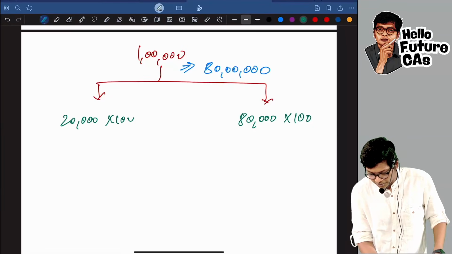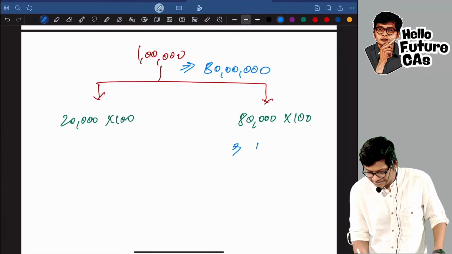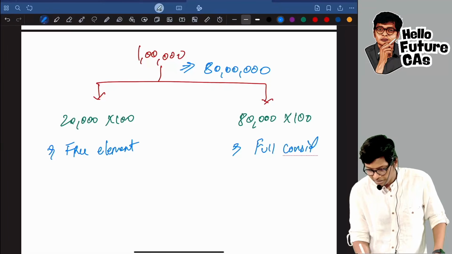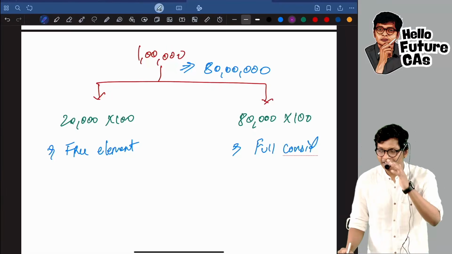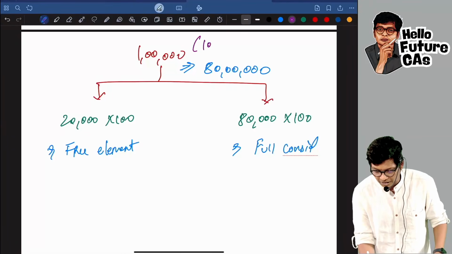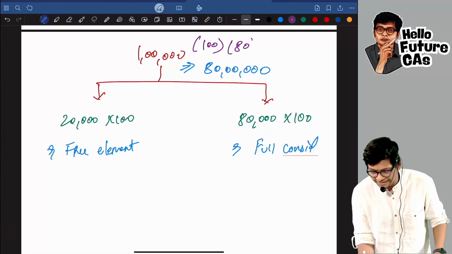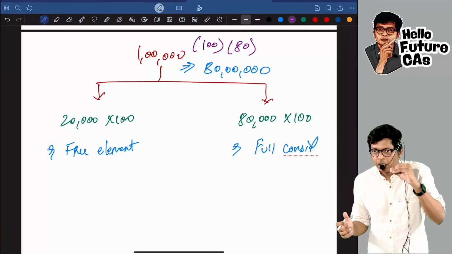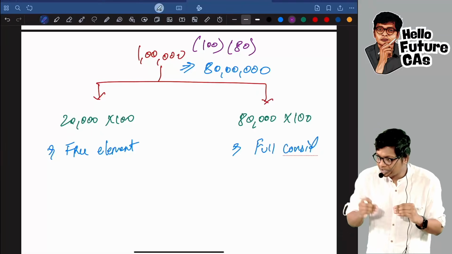20,000 into 100. Can I say this is received for full consideration? This is the free part, correct? Are you following, guys? Hello? Are you all with me? So whenever options come, if they give you in the question 1 lakh options, 100 rupees market price, paid 80 or whatever they paid, you have to first split it as how much is free and how much is full consideration.